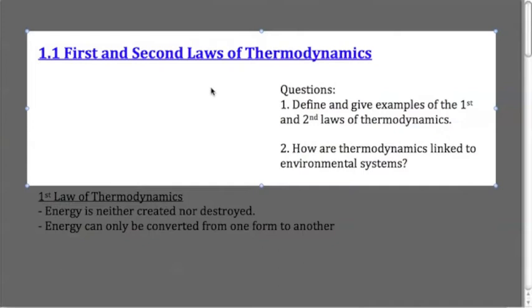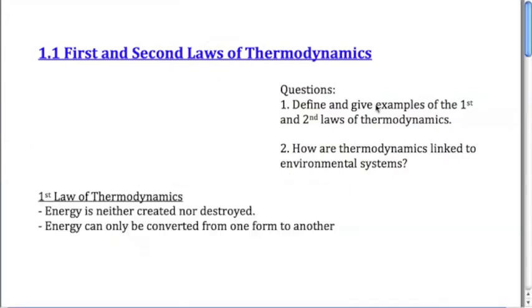Right now we're going to talk about the first and second laws of thermodynamics. Thermodynamics is a pretty in-depth topic, but we can break it down simply today with a few pretty concrete examples. Two questions I want you to think about while listening today. First, at the end of this video, you should be able to define and give examples of the first and second laws of thermodynamics. And second, how are thermodynamics linked to environmental systems and environmental topics?